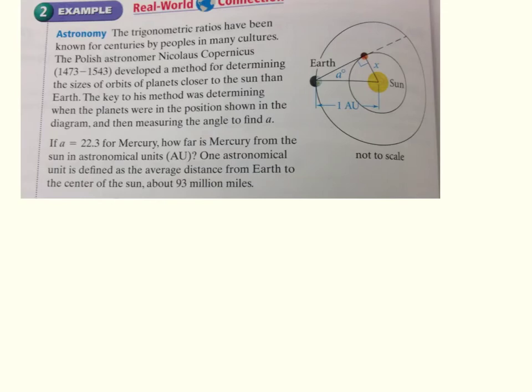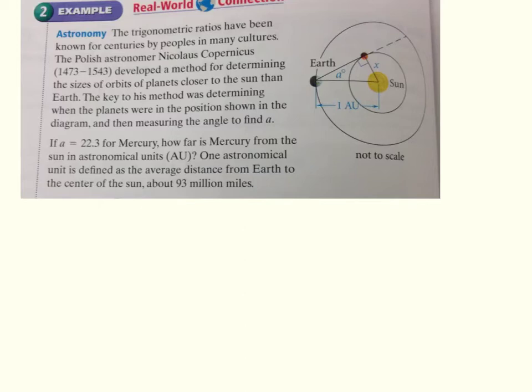Okay, example 2 is a very interesting example in the use of trigonometry and astronomy because Nicholas Copernicus, who lived back in the 1400s and the early 1500s, determined a way to get the distance of planets closer to the sun than the Earth, how far they were from the sun. Which is pretty amazing to figure this out back when he lived. Well, hopefully you realize that Mercury and Venus are both closer to the sun than the Earth is. So let's take a look at Mercury.